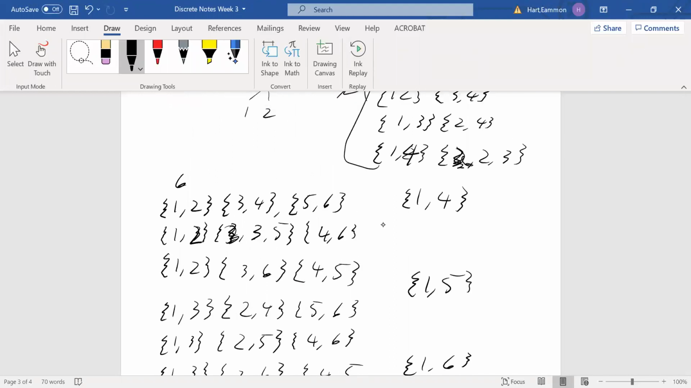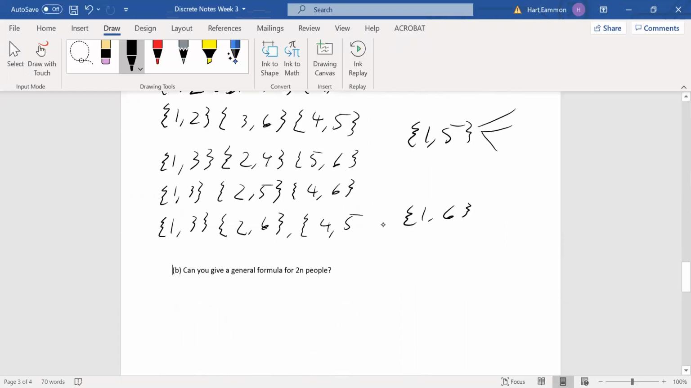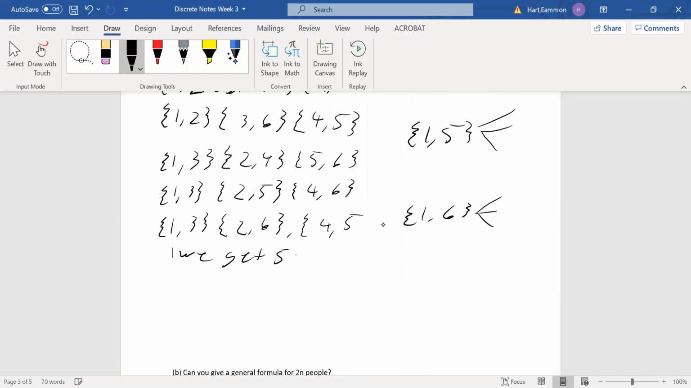Now, for one paired with four, we're also going to get the three different branches. And one paired with five, we're also going to get those three different branches. Same thing with one paired with six. So here we get 5 times 3, which also happens to be the same thing as times 1.